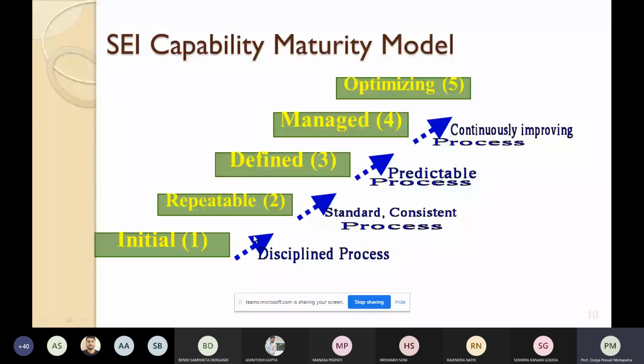So these are the basic levels of the SEI CMM model, and in which level, what activity you should perform so that you can go to the next level, those things are written on the right-hand side. Now let us discuss in detail.